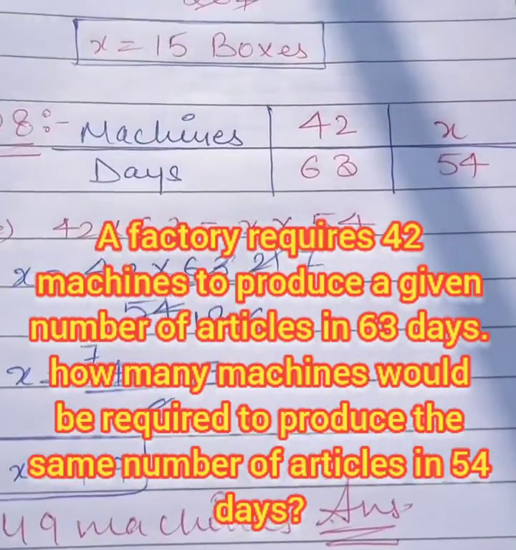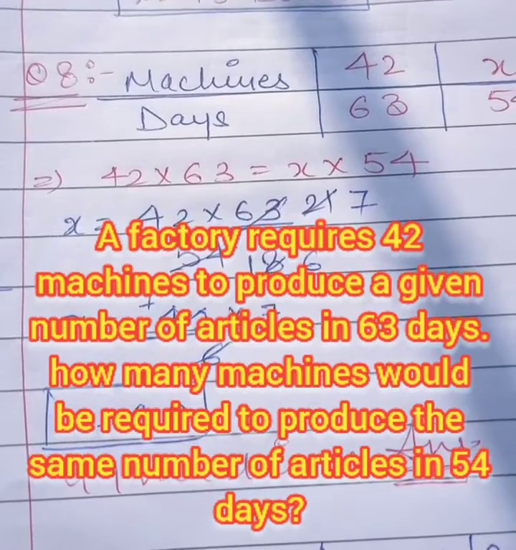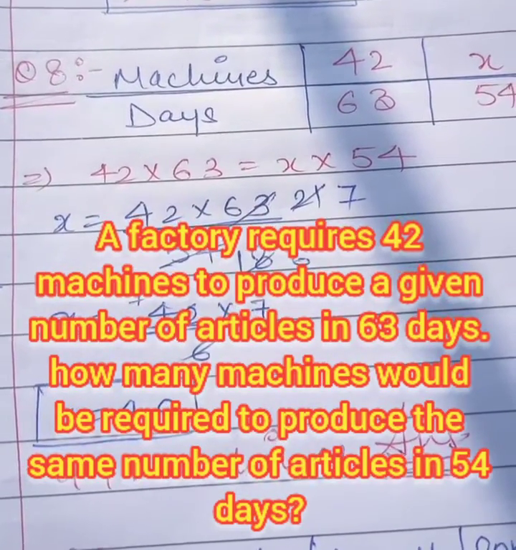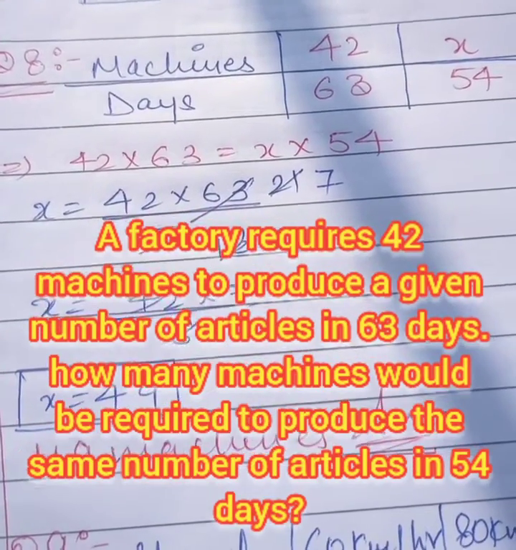Now, in question number 8, a factory requires 42 machines to produce a given number of articles in 63 days. How many machines would be required to produce the same number of articles in 54 days?